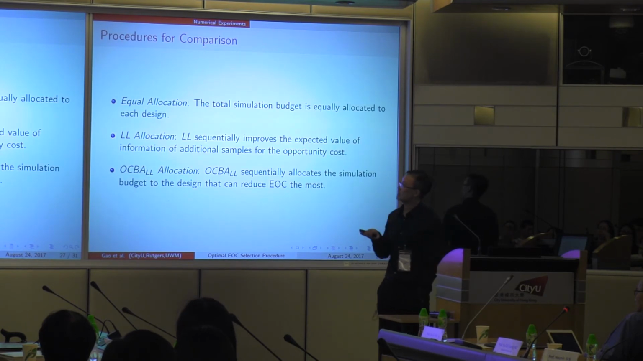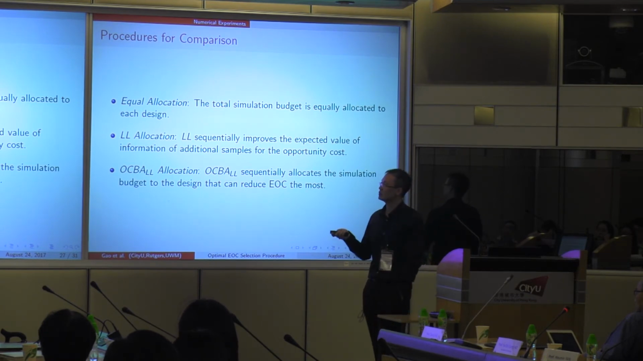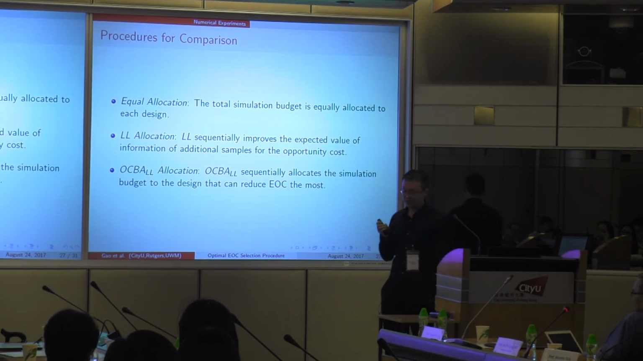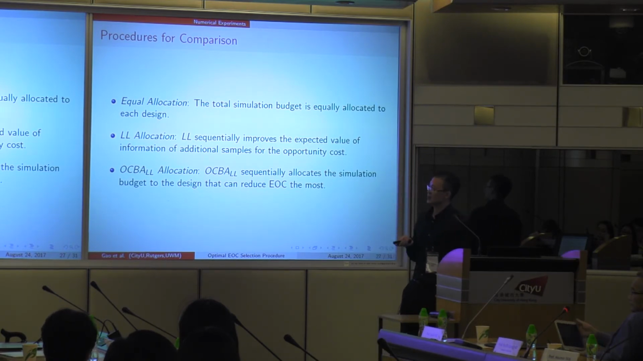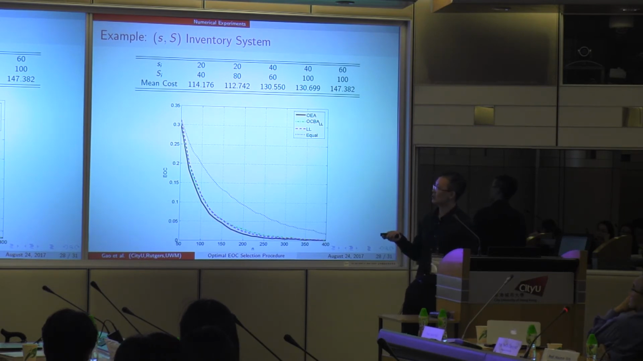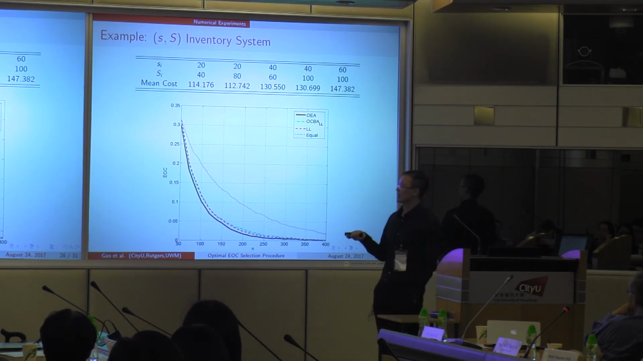Time is limited, so I'll quickly describe this numerical experiment. We have equal allocation for comparison, and we have two other algorithms designed for EOC, designed for normally distributed simulation samples. We use a simple (s,S) inventory system for comparison, and we can see that our proposed OEA algorithm has the best performance. OCBAL and LL, these two algorithms designed for EOC, perform next, and the last is equal allocation.